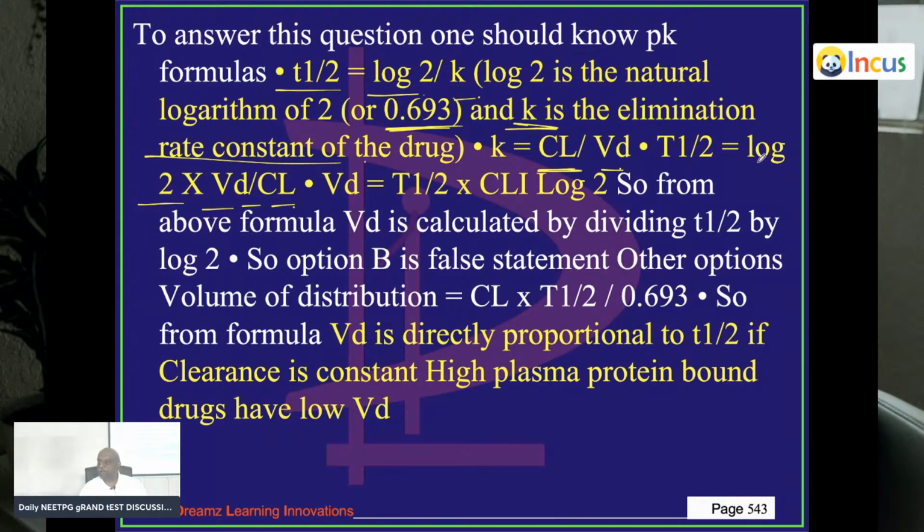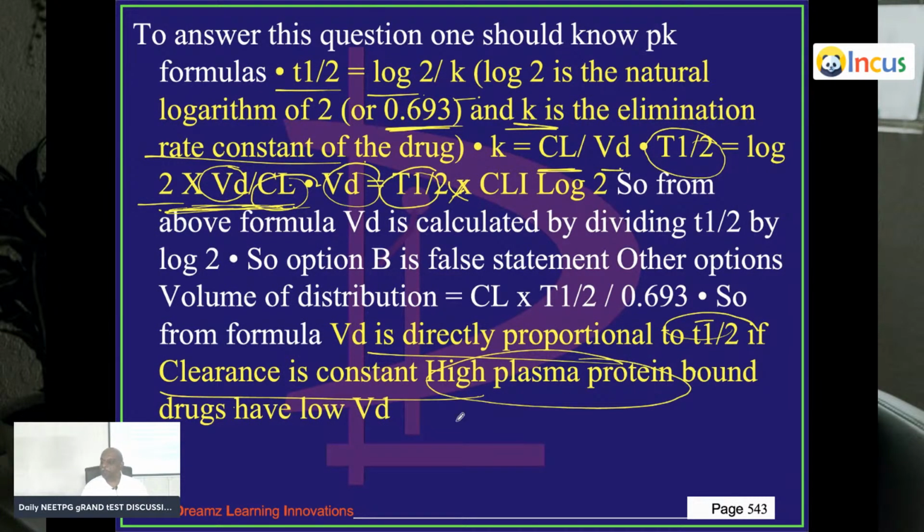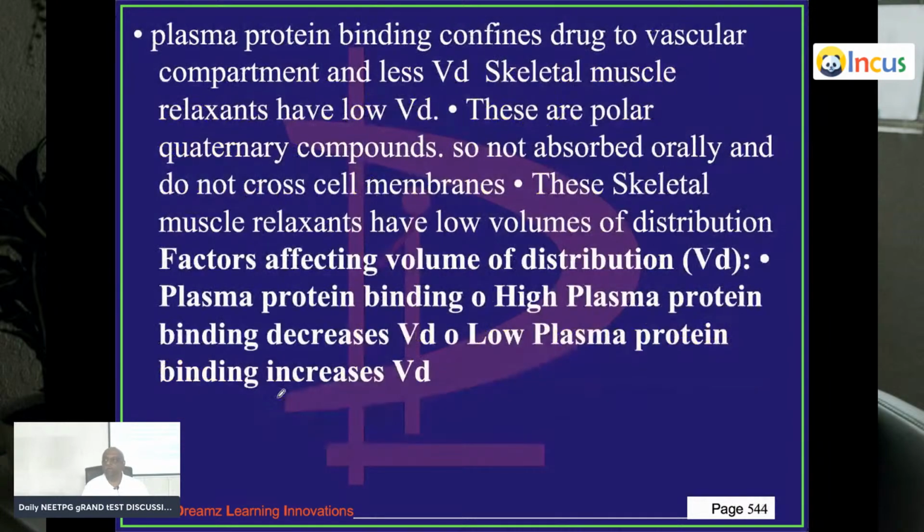So that is the reason it has become what? Clearance is in the denominator, volume of distribution in the numerator, with which T half is related. So VD is equal to T half into CL over 0.693. So the formula is understood, right? So VD is directly proportional to T half. If clearance is constant, highly plasma protein bound drugs have a low VD.